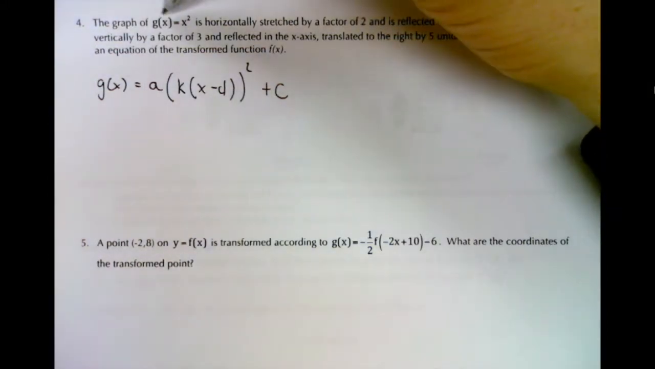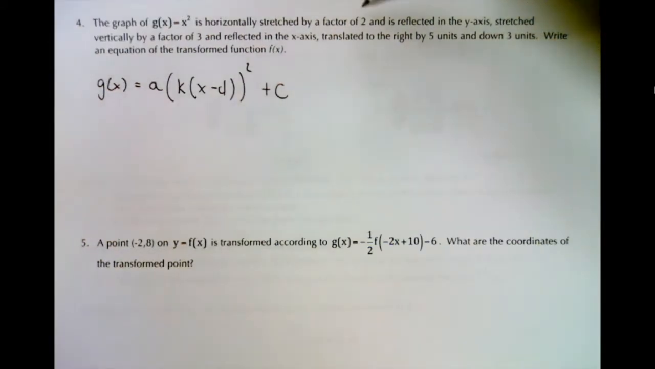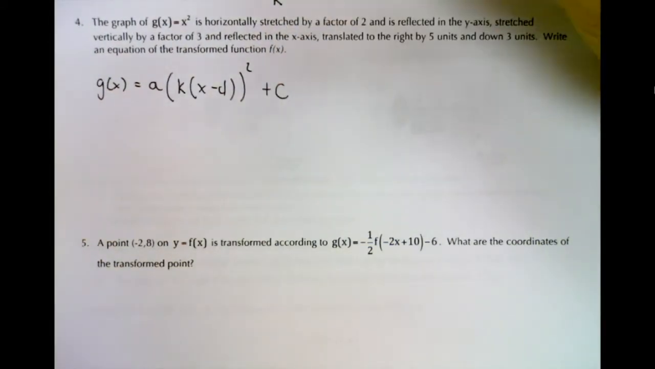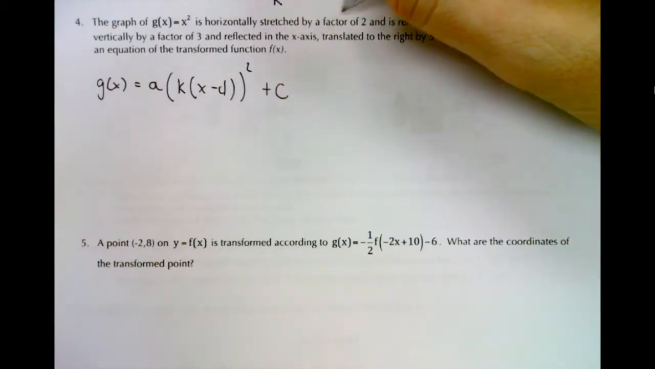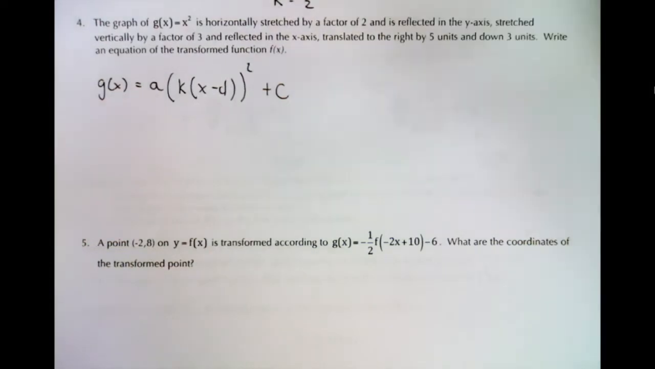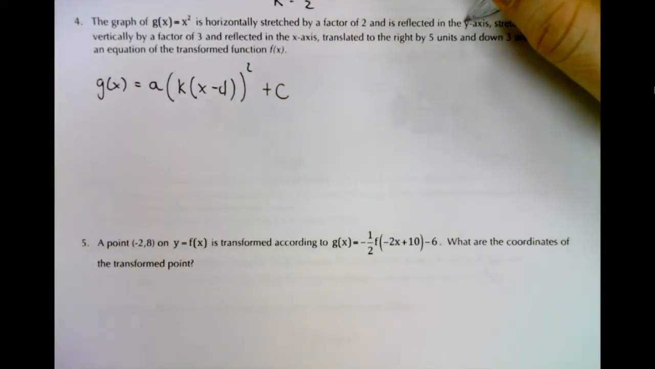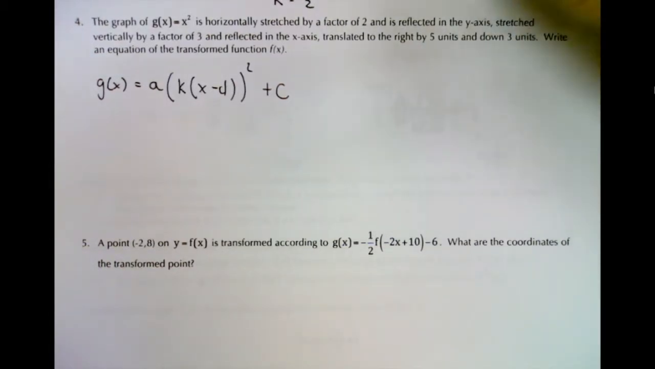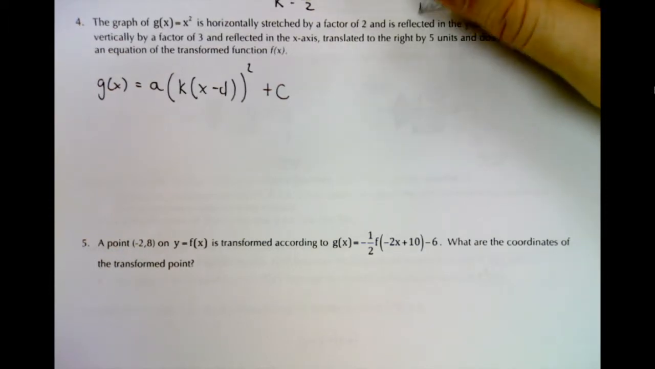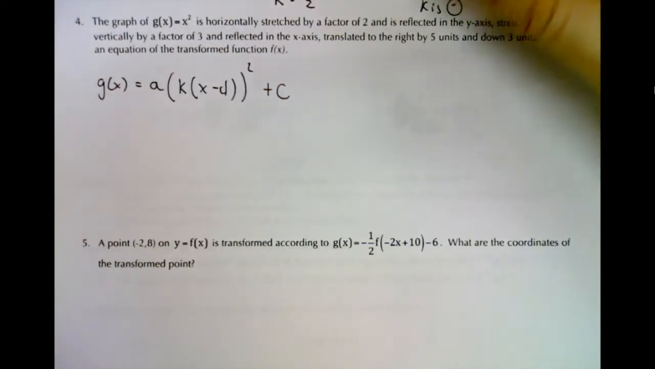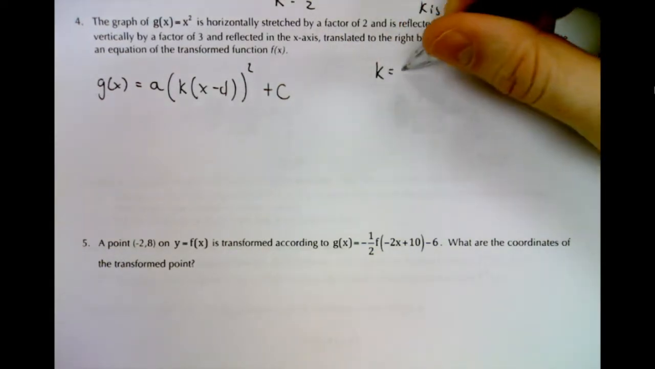The graph of g of x is horizontally stretched by a factor of 2. Horizontally means k. Stretched means that number's between 0 and 1. And by a factor of 2 means that k is 1 over 2, the reciprocal. Reflected over the y-axis means that we're reflecting horizontally. So that means that k is negative. So our k is negative 1/2.